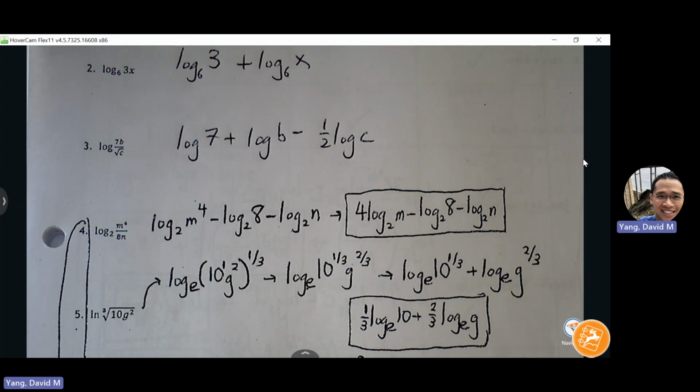Also, you do multiply the two fractions. Yes, you can multiply the exponents together.